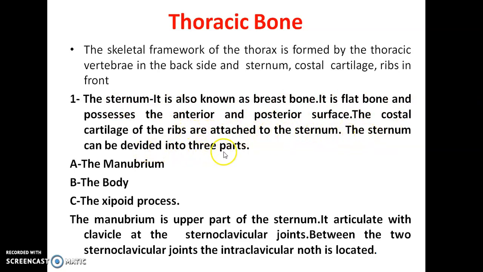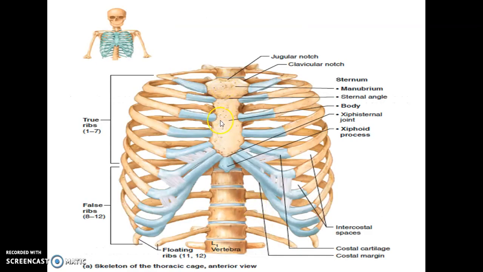The sternum can be divided into 3 parts: the manubrium, the body, and the xiphoid process. The manubrium is the upper part of the sternum. It articulates with the clavicle at the sternoclavicular joint. Between the 2 sternoclavicular joints, the intraclavicular notch is located. This is the structure of our sternum. Here is the manubrium, here is the body, here is the xiphoid process.